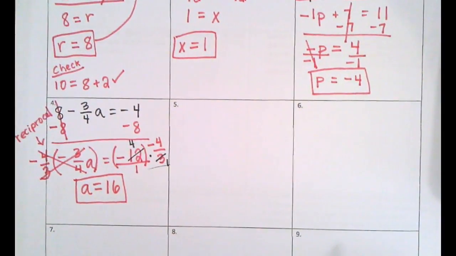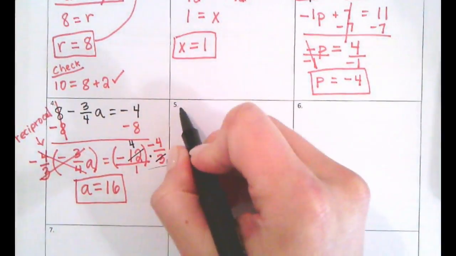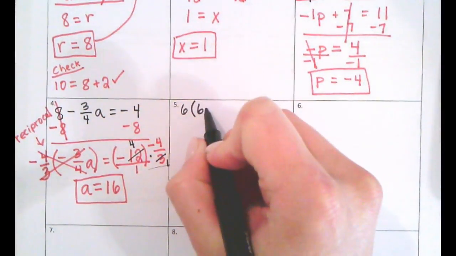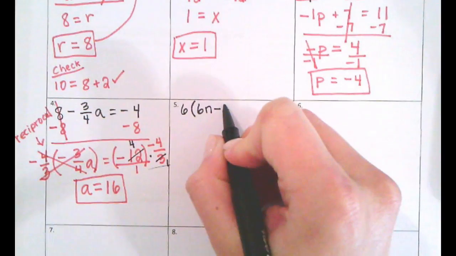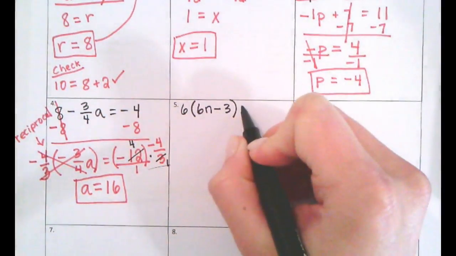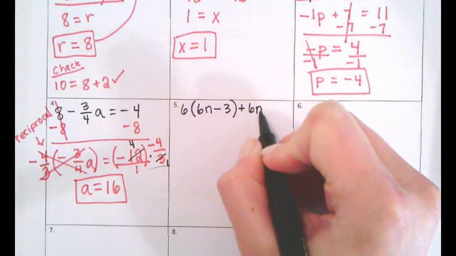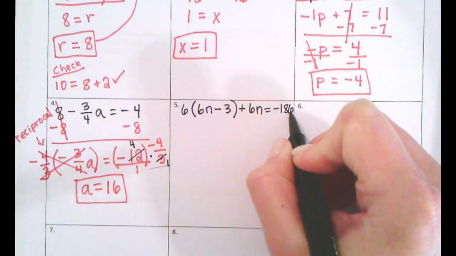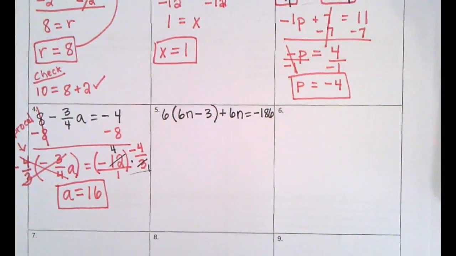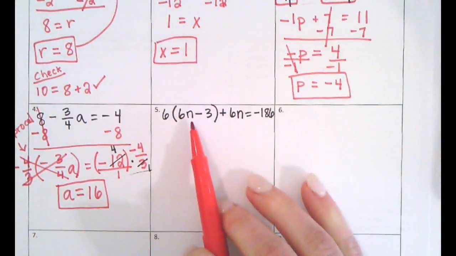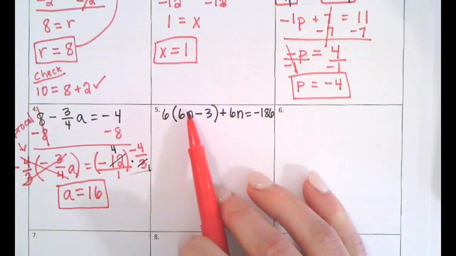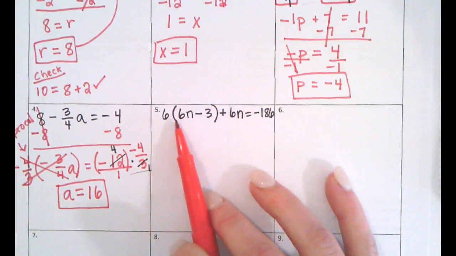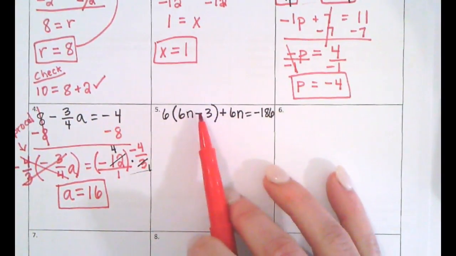All right, number 5. Our problem is 6 times the quantity of 6n minus 3 plus 6n equals negative 186. Now for this problem, we have 6 times a quantity. Before we can do anything with both of these n's on the same side of the equation, I need to simplify what this 6 times the quantity is.